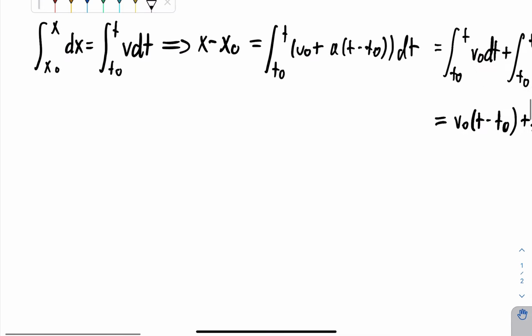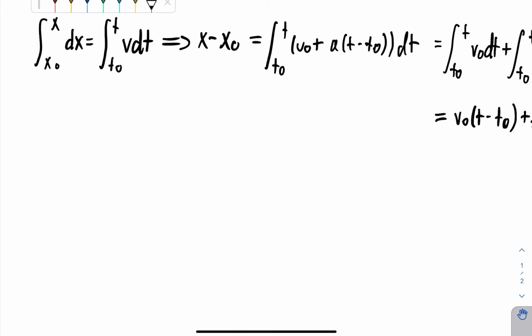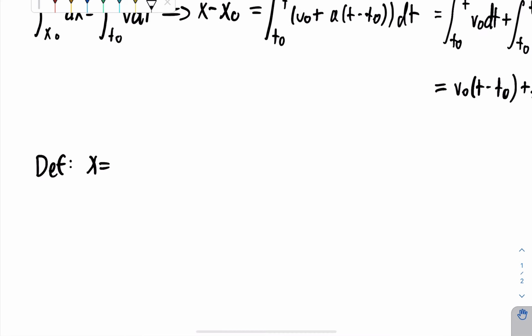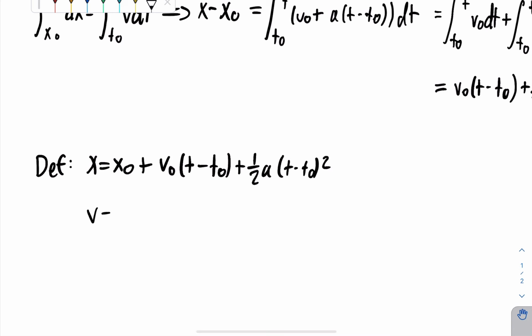So thus, we can find an equation for x, and this will be a big definition again. We have x equals x naught plus v naught times t minus t naught plus 1/2 a times t minus t naught squared. And then v equals v naught plus a times t minus t naught. Okay, so those are the equations of motion, and typically this t naught is going to be 0. So you can kind of see how you get that. And again, this is something that you can easily derive by doing indefinite integrals as well.